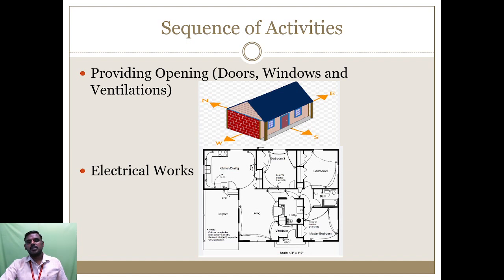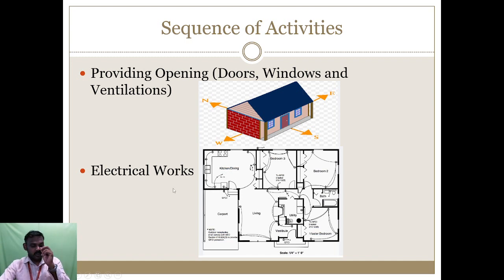Okay. Then sequence of activities, provision of openings. While constructing the masonry works, we have to provide proper openings, that is doors, windows, and then ventilations. If we need any ventilations, we have to provide them while constructing the walls. Okay. Then electrical works.